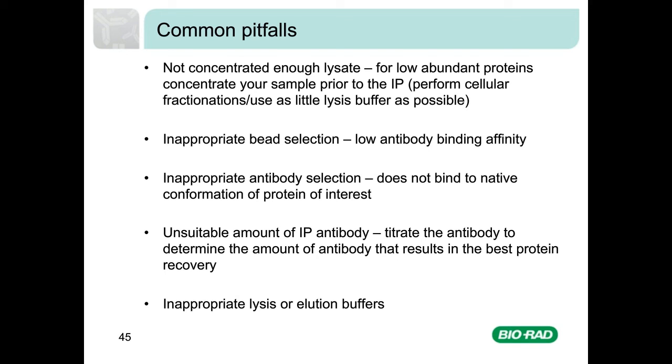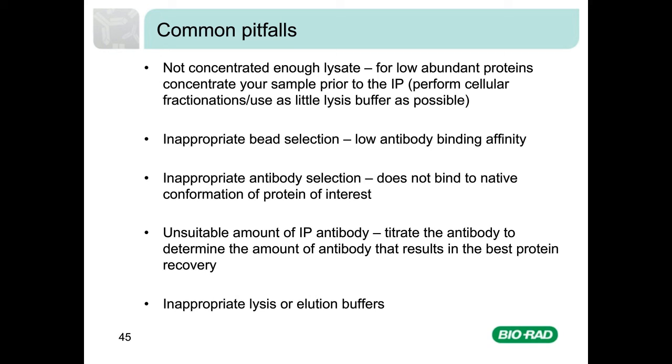Another pitfall is inappropriate bead selection. For example, selecting a bead type to which the IP antibody does not bind. Ensure you know the species and isotype of the IP antibody and that you have chosen protein A or protein G coupled beads in line with the optimal binding affinities of the IP antibody.